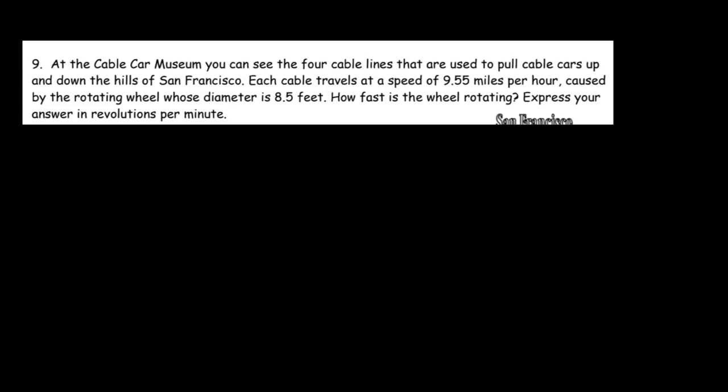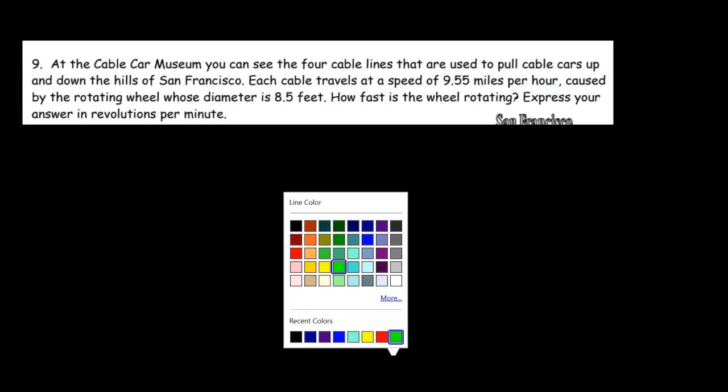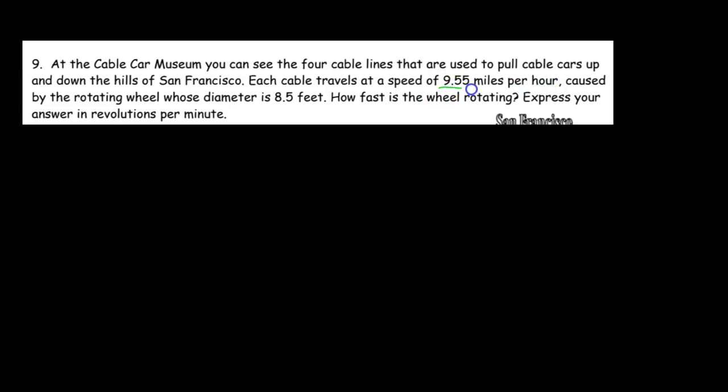This problem is very similar to the second part of number 8. So they give us the linear speed and then they ask us to find the rotations. They have the cable travels at a speed of 9.55 miles per hour. I know that that's my linear speed because it's in miles per hour. And then it is rotated, caused by the rotating wheel, whose diameter is 8.5 feet. So that's information we need.